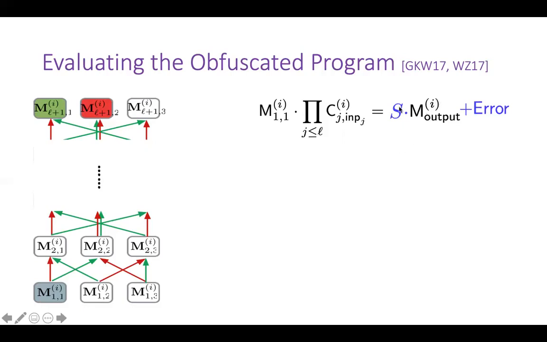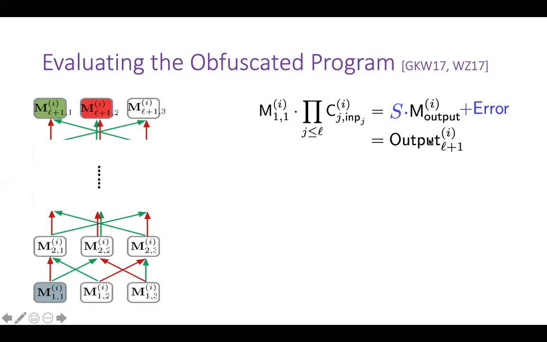And by the way we designed our C matrices, we obtain an expression of this kind. Here, M output corresponds to the output matrix. So if the output of the branching program is 1, M output is going to be this green matrix. If the output of the branching program is 0, then M output is going to be this red matrix. And here, S and error are matrices with small entries, for example, from some Gaussian distribution. So if M output has small entries, then this overall output is also going to have only small entries because S and error are small. And similarly, if M output has large entries, then the overall output is also going to have large entries.